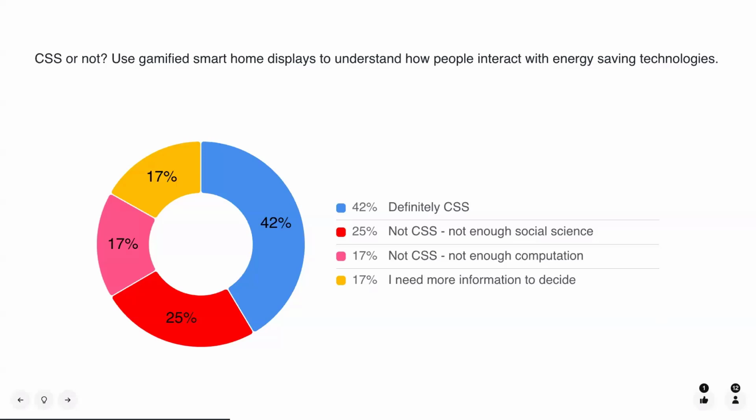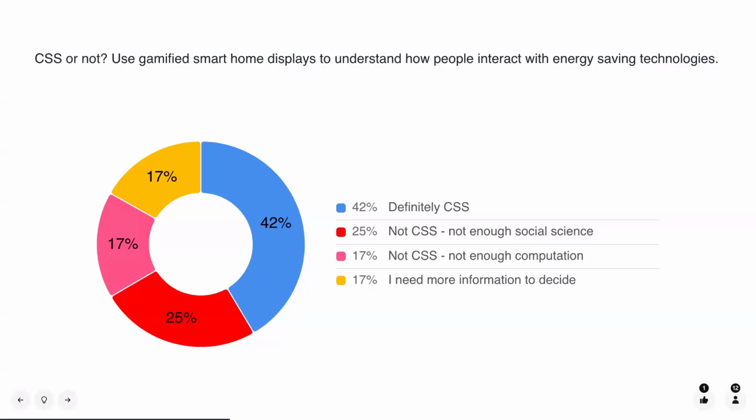And again, there's some saying we need more information to decide, which, fair enough. These are just one sentence that we're trying to extract something from. So definitely agree with this. But yeah, I would say, in my opinion, it's definitely a CSS project. We have the computational element, gamified smart home displays, which we're going to get some data from, and we're looking at how people interact with that. So I think there's a behavioral component there for sure.